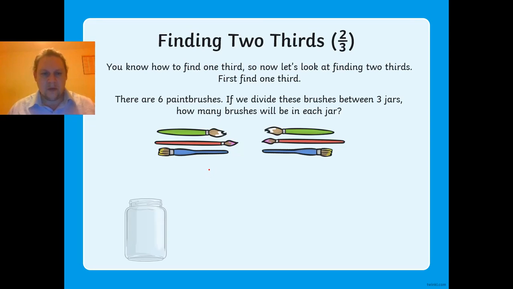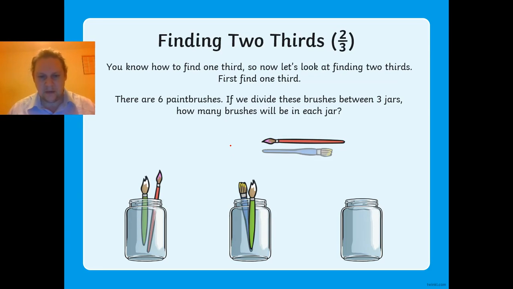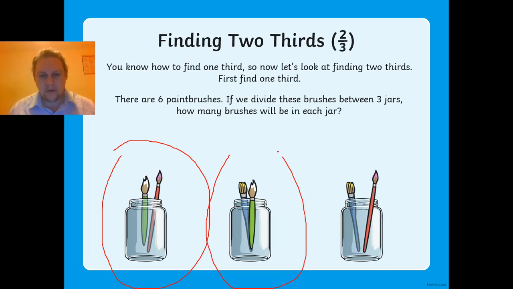First, find 1/3. There are 6 paintbrushes. If we divide these brushes between 3 jars, how many brushes will be in each jar? Let's find out. There's going to be 2 brushes in each jar. 3 jars because we're dealing with thirds. So 3 equal groups, 2 brushes in each group. But this time, we're not interested in 1/3. We're interested in 2 of the thirds.